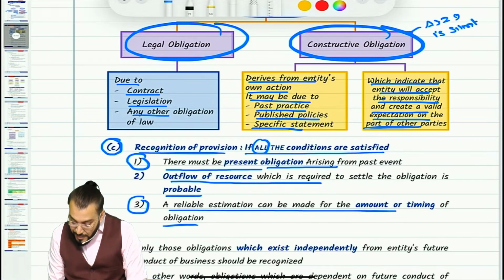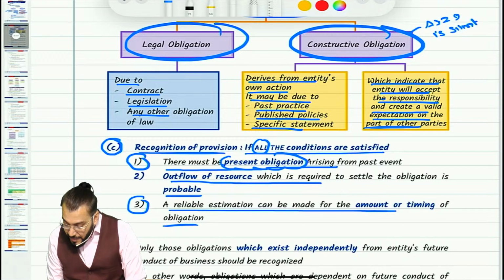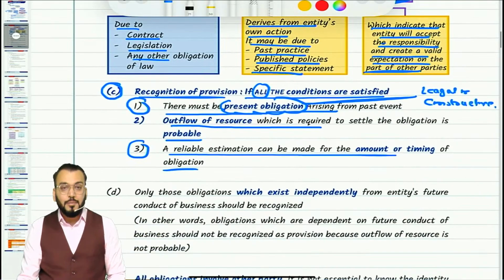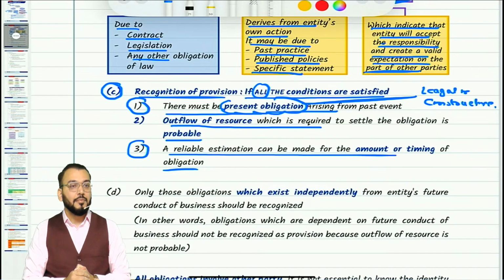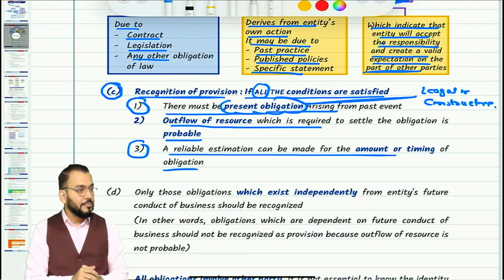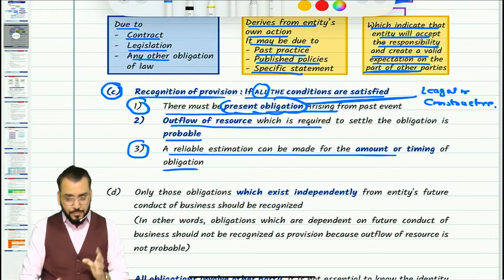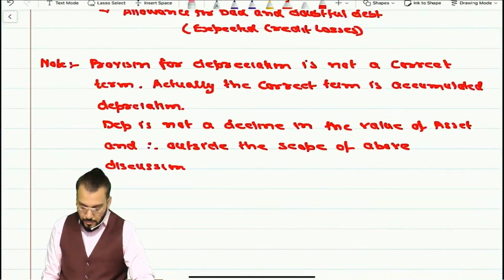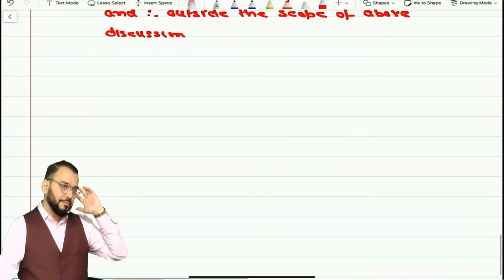When I am saying present obligation, this present obligation can be what? Legal or constructive. It can be legal or constructive. Understood? Have you understood this part? Correct? Legal or constructive. If you have understood this much, before the break I will take two examples.